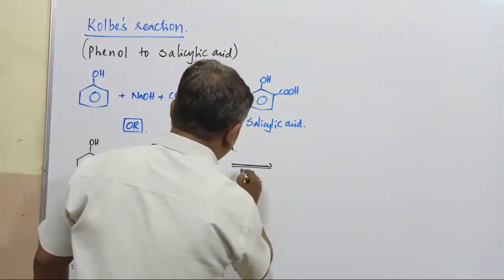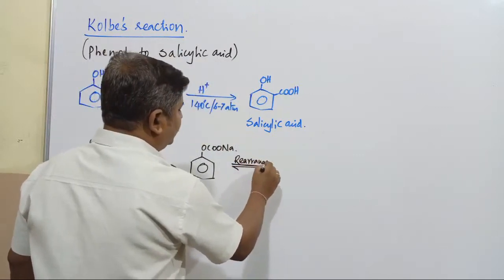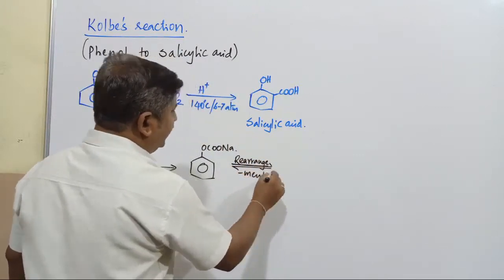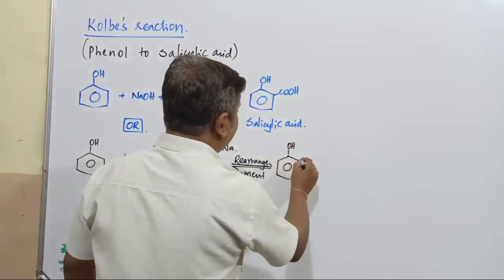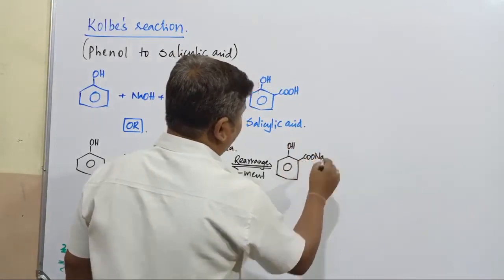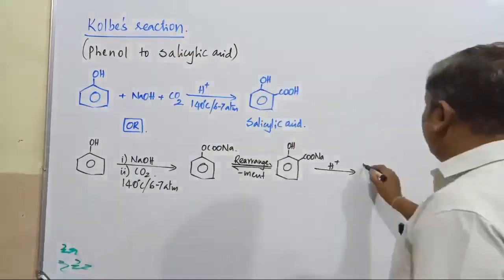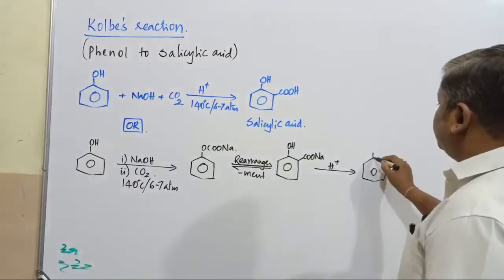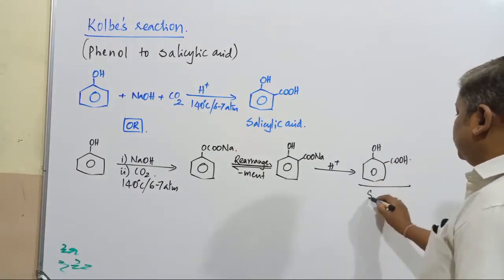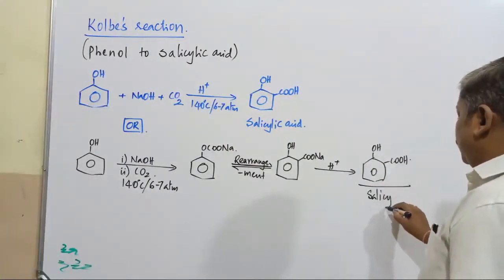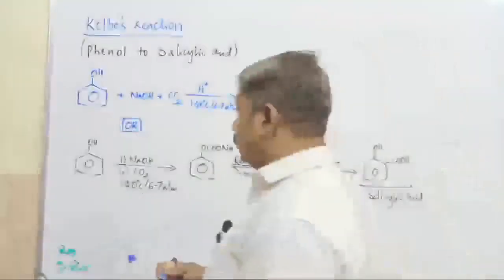This compound undergoes rearrangement. When the compound undergoes rearrangement, the product is OH and this is COONa. Further, this is subjected to hydrolysis. When hydrolysis is carried out, it gives OH and this is what? COOH. Now this compound is what? Salicylic acid. This is another way to explain this reaction called Kolbe's reaction.